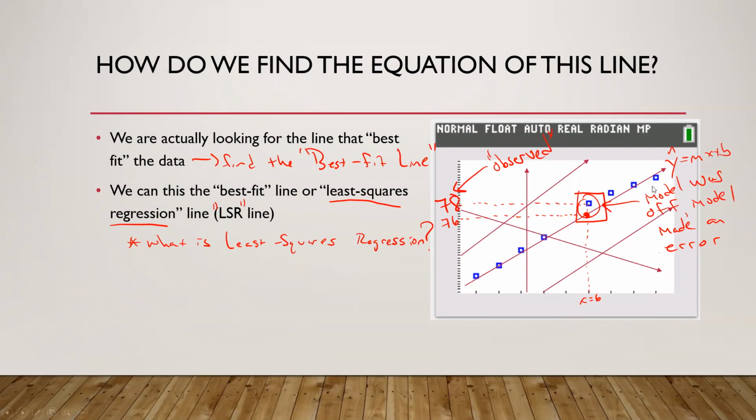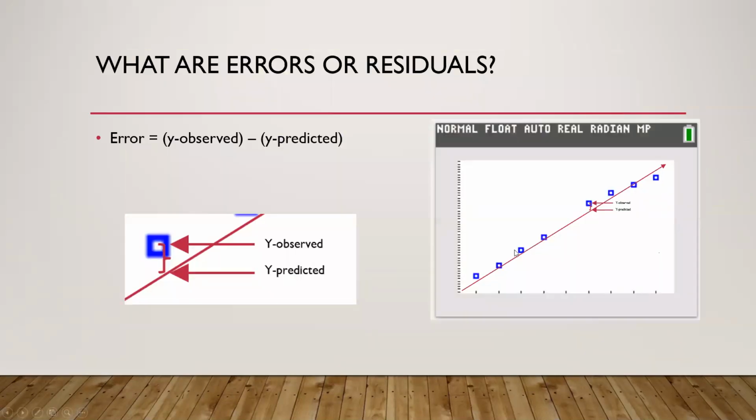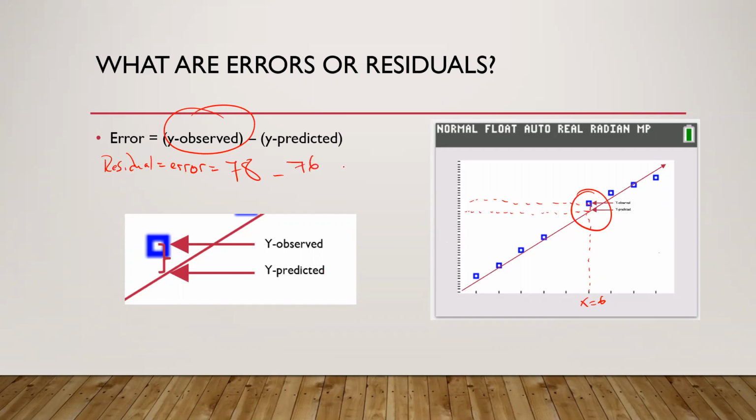Looking at it here, an error, which is sometimes referred to as a residual, if you look at that one point I was talking about, this was x equal to 6. The y observed, the actual value, the student actually got a 78, but the model said, let's just say, the student got a 76. So the error there was a 2.